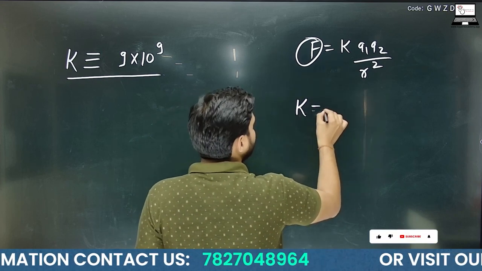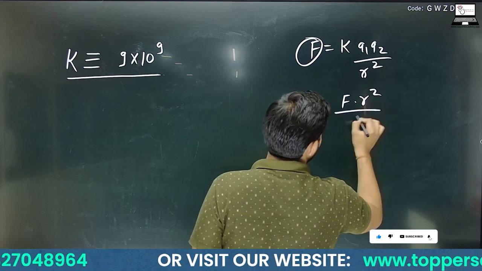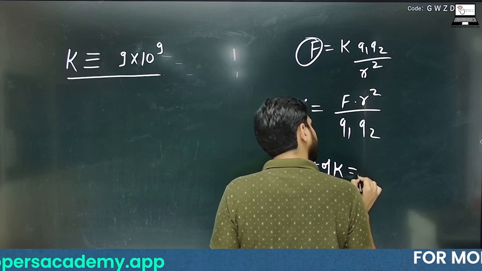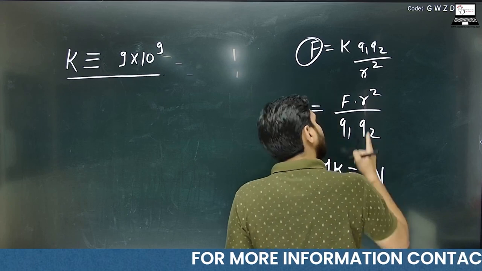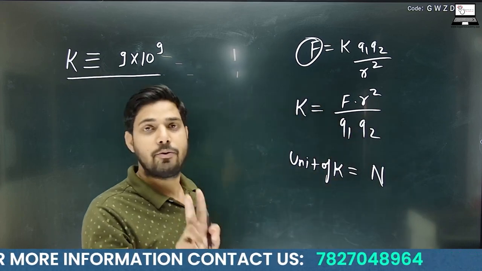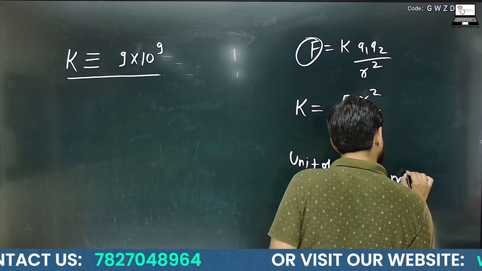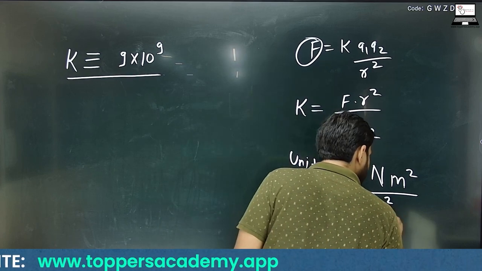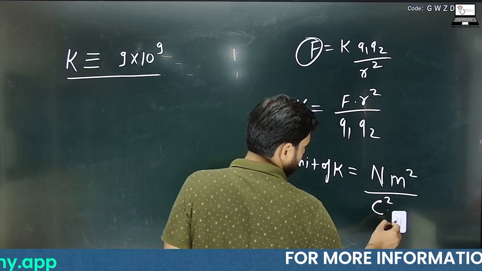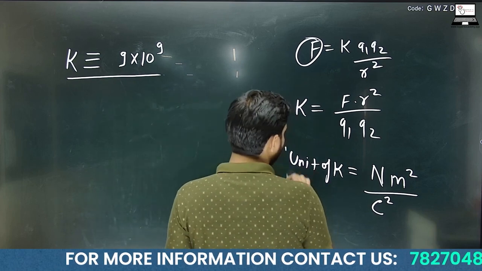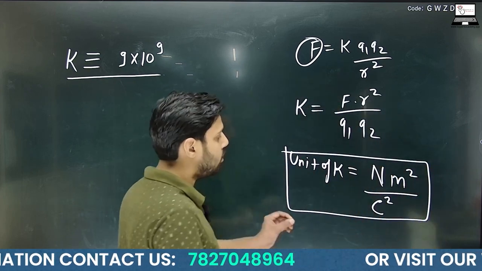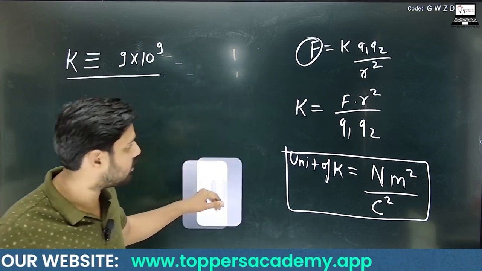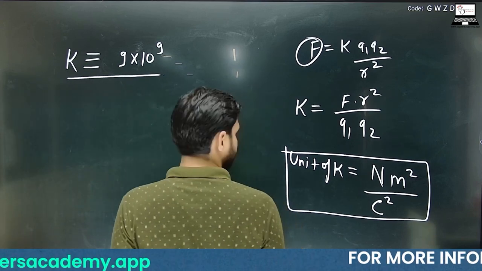So let me first arrange it. K is equal to F into R square upon q1 q2. What will be the unit of K? The unit of force is Newton. The unit of R is meter, so the unit of R square is meter square. The unit of Q1 is Coulomb, and the unit of Q2 is also Coulomb. So Coulomb into Coulomb will be Coulomb square. So the unit of K is Newton meter square per Coulomb square. Get it? You can copy it directly here.